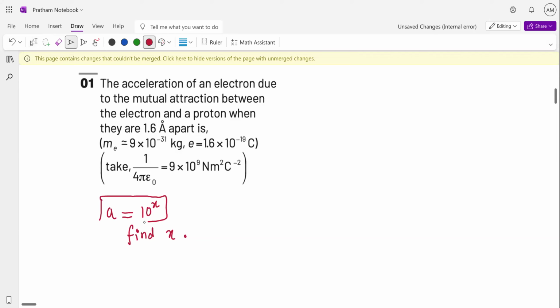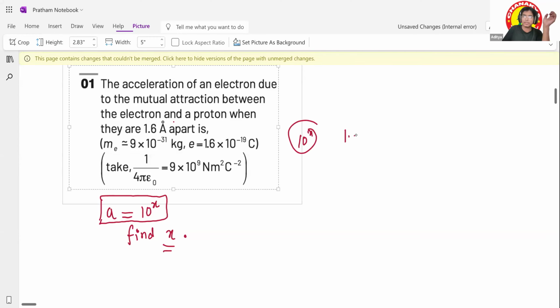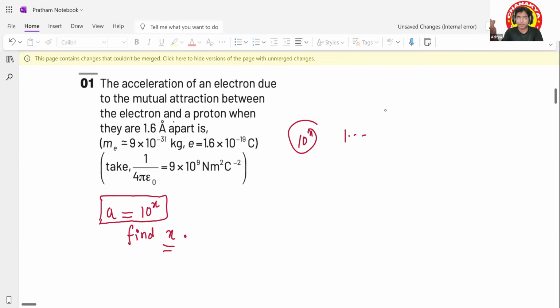I need to find the acceleration. Look, I'm saying the answer is 10 to the power x. You have to get me the value of x. Maybe it is not sure that you will get directly 10 to the power x. If you are getting something like 1 point very very something, you can assume that to be the x. Okay, thank you, sir.